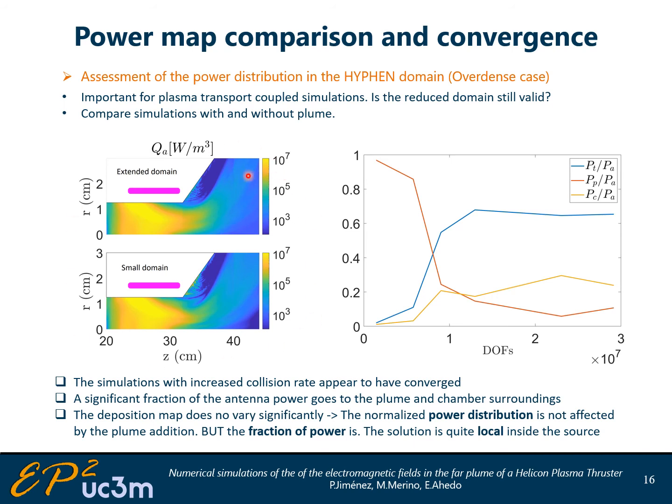Here we see a comparison between the power deposition in the large domain simulation and in the small domain simulation in the tube and near plume. And what we see is that the normalized map is quite similar in both cases, so the solution is really local. It is not affected by the fact that we are including most part of the plume and vacuum chamber. On the other hand, if we integrate the total power, we see that the power in these regions is lower in the large domain simulation than in the small domain. This just means that some of the antenna power is being diverted and it is being used in the plume and in the vacuum chamber.